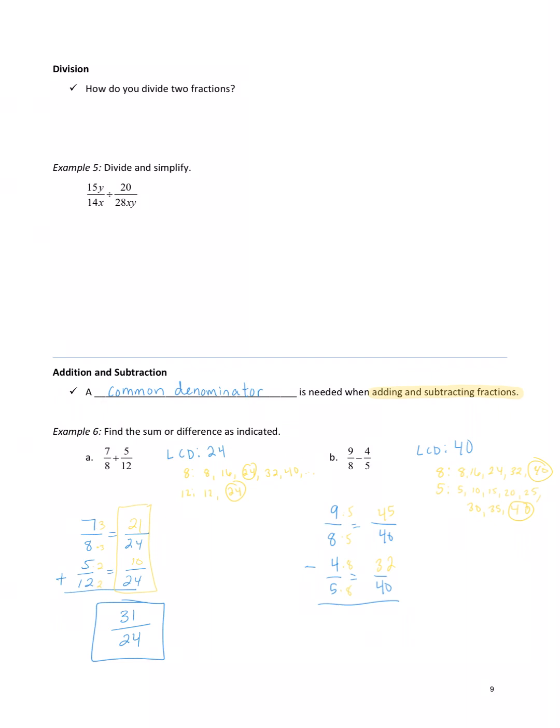So now what we have to do differently is take 45 minus 32. If you need to, use your calculator for that part. And when you take 45 minus 32, you're getting 13 over 40.